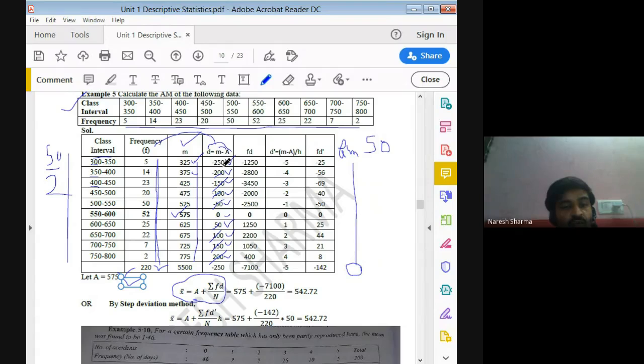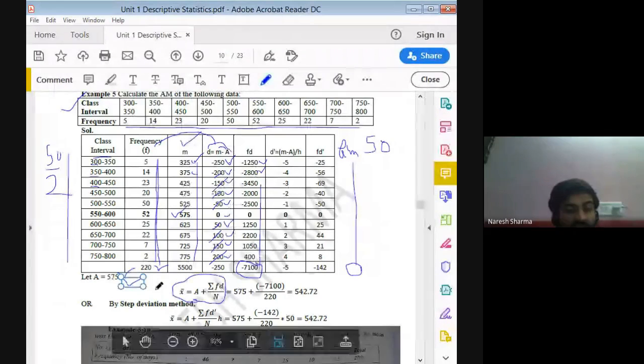So minus 250, 250 into 5 is 1250. Similarly, 200 into 14 is 2800. Because of the negative sign we use negative here. Corresponding multiplication you can do here, and you can add the sum of all these, that is minus 7,100. So just put these values in your formula.